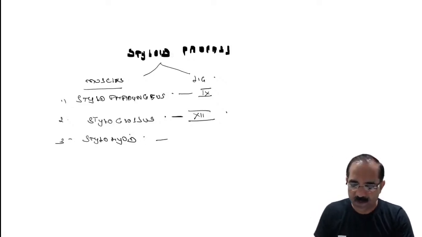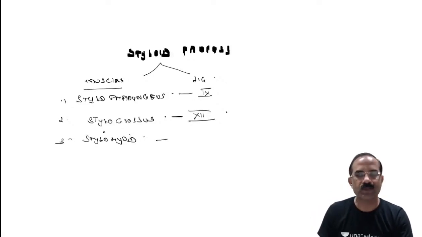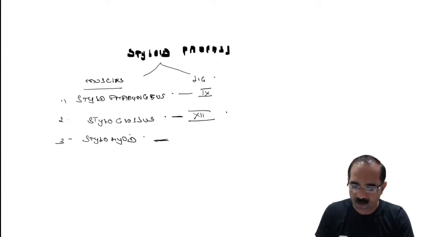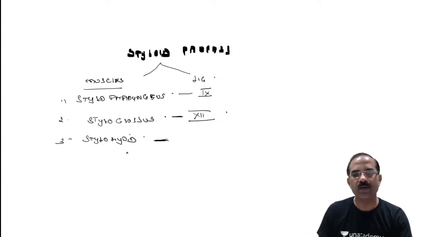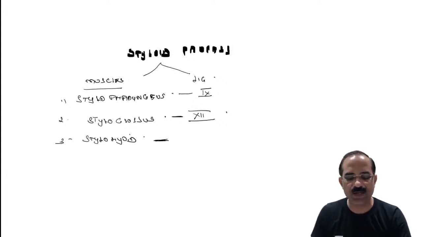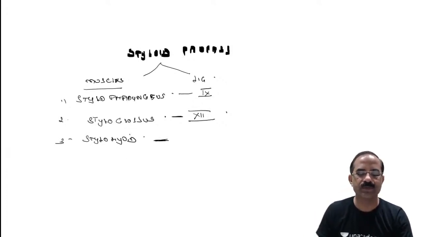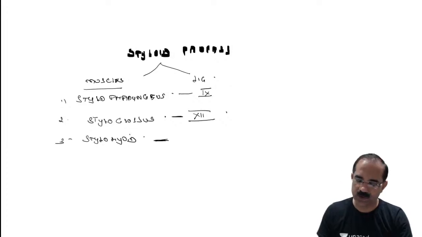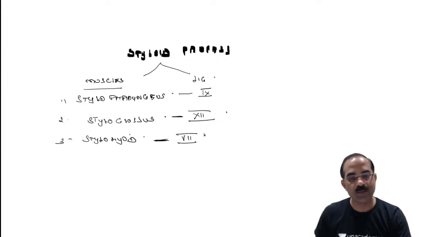So nerve supply of stylopharyngeus, glossopharyngeal. Nerve supply of styloglossus is the hypoglossal nerve, and nerve supply of stylohyoid? Facial nerve. Very good. Excellent. Facial nerve.